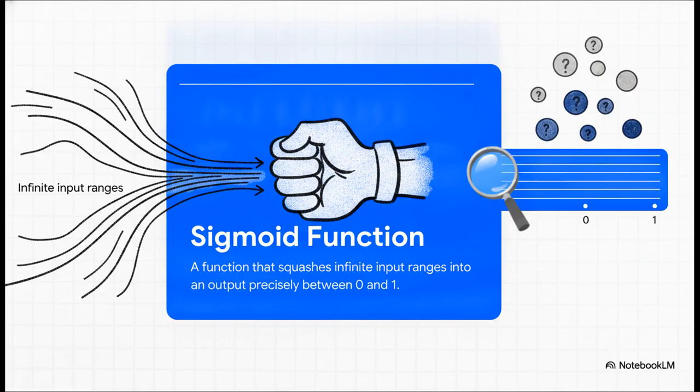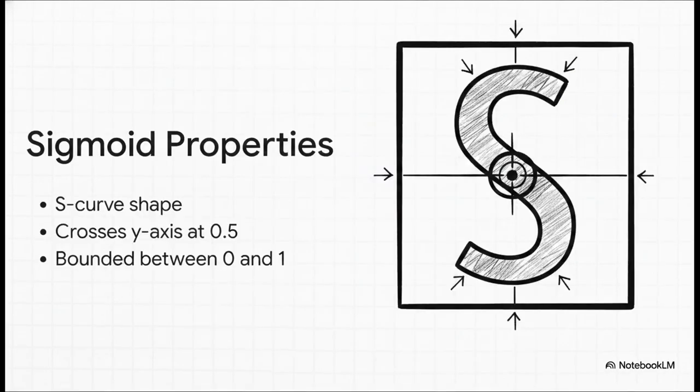If you visualize this, the sigmoid function doesn't give us a rigid straight line. It draws this incredibly elegant S-curve. As your input grows, the curve flattens out, or asymptotes, towards 1. As the input drops, it asymptotes towards 0. And right smack in the middle, it cleanly crosses the y-axis at exactly 0.5.